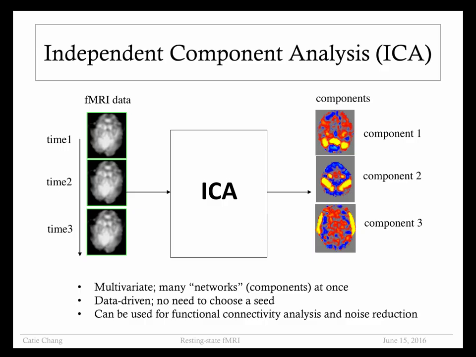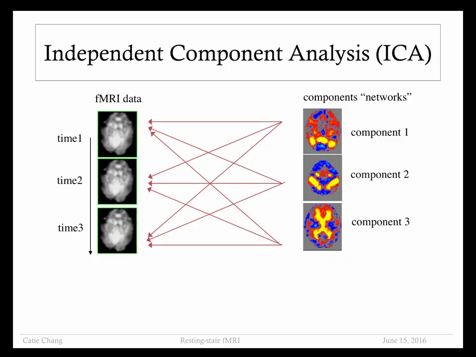In contrast with the seed-based method, this is multivariate. It essentially solves for a set of networks at once. It's data-driven. There's no need to choose the seed beforehand, but you do have to specify some other parameters of the model, like how many components you'd like it to return. When you look at the components, a lot of them will look like functional networks that we expect, and other ones will reveal artifacts in the data, and so this can make ICA a useful tool for analysis and noise reduction.